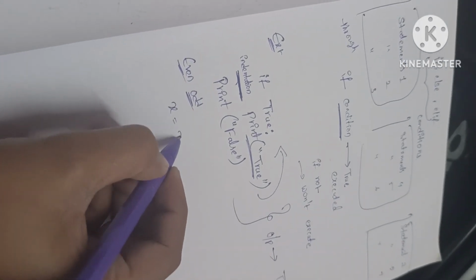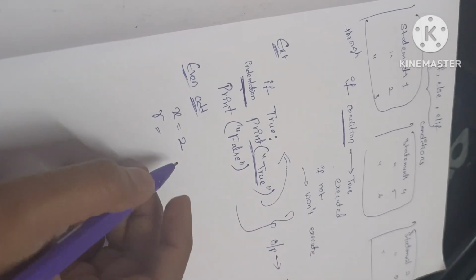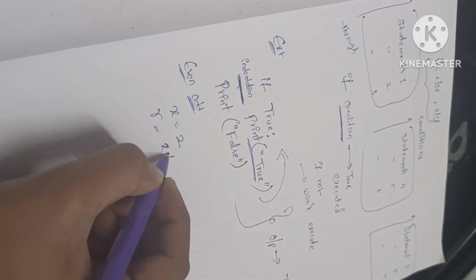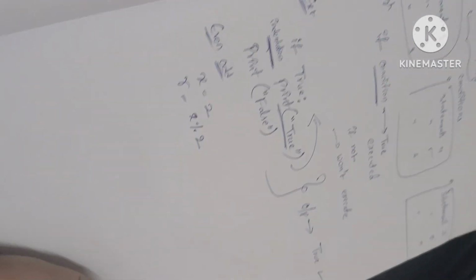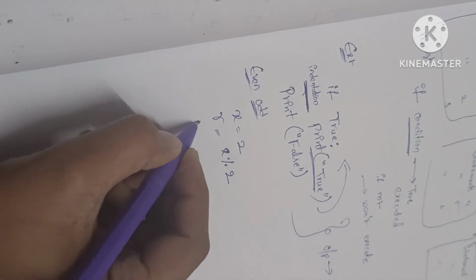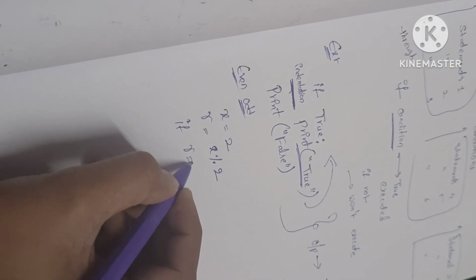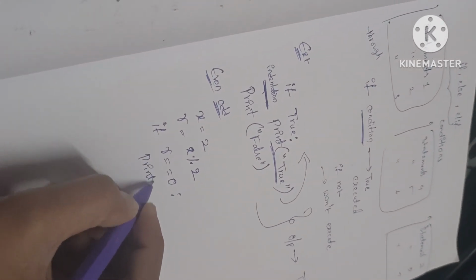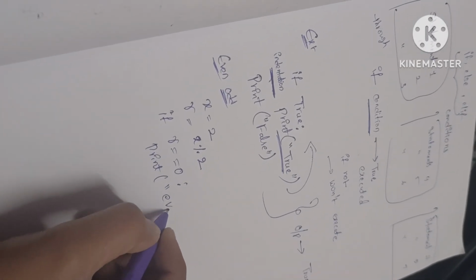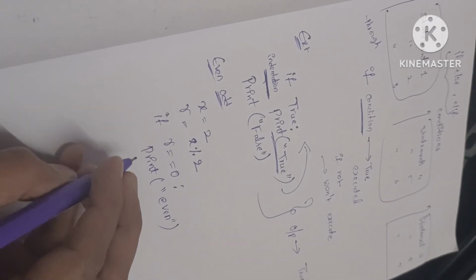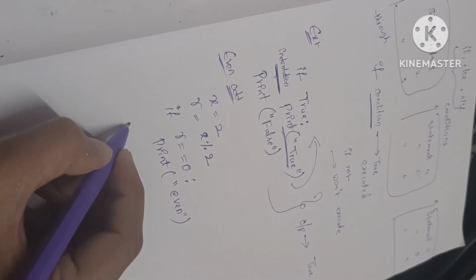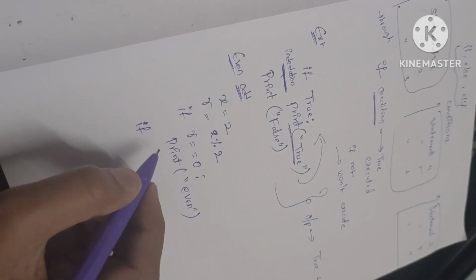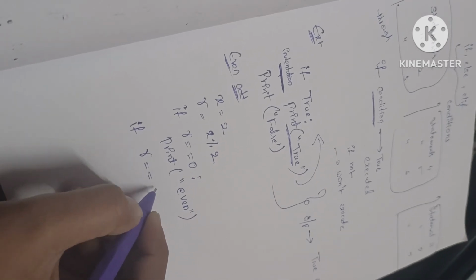Next, take an even or odd number. So x is equal to 2. For even we have to get the remainder as 0. So r equal to x modulus 2. If r equal to 0, print even. And here I am not taking else. If r equal to 1, print odd.